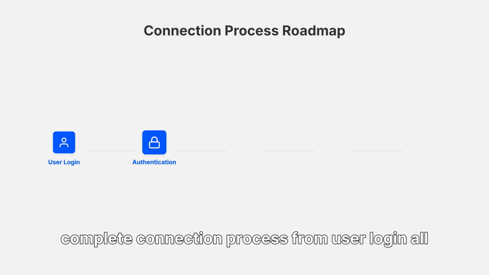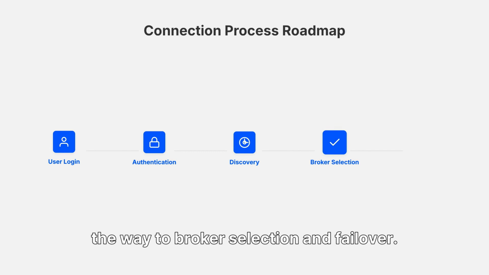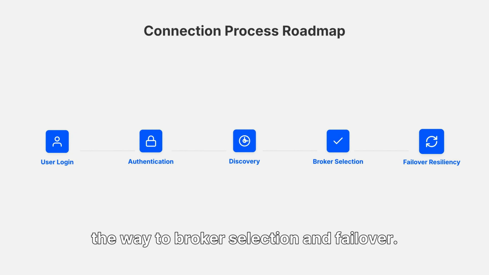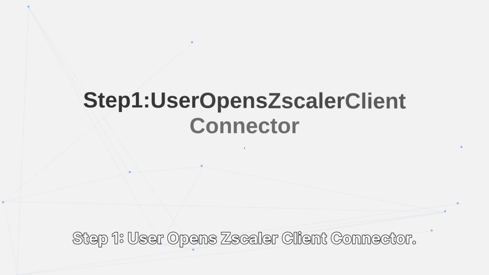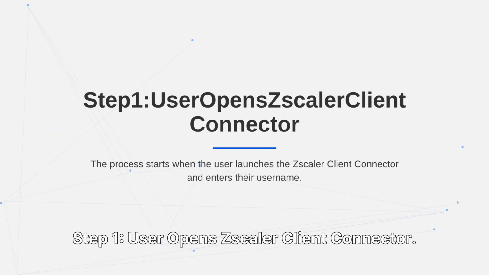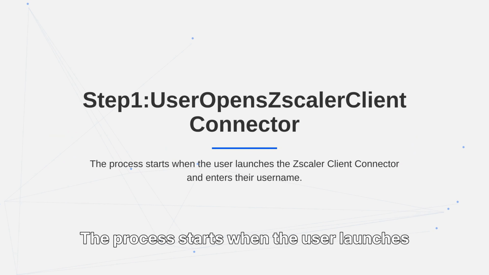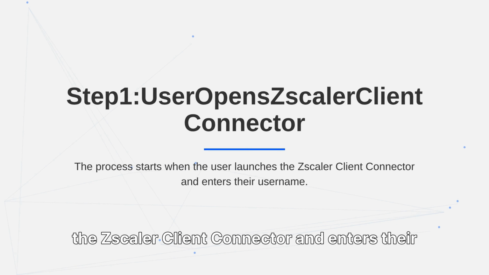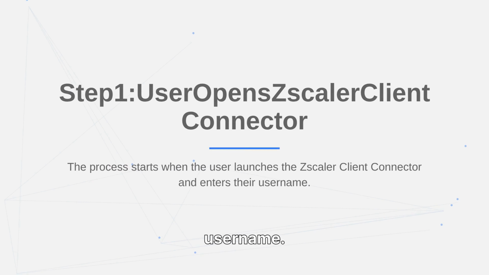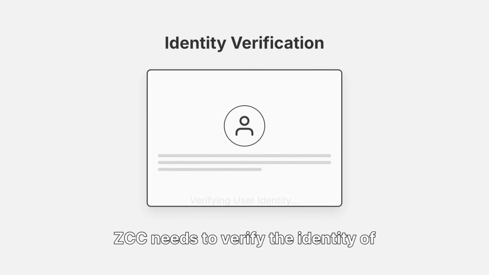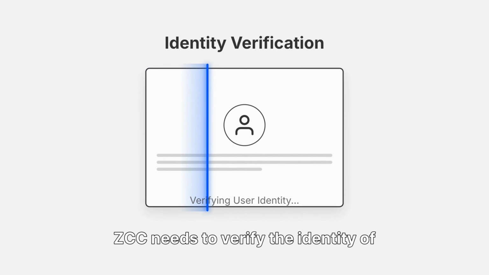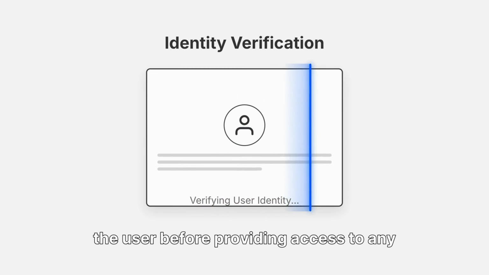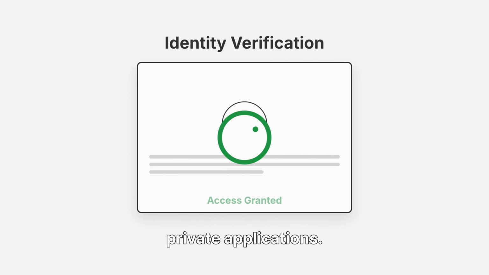In this video, we will follow the complete connection process from user login all the way to broker selection and failover. Step 1. User opens Zscaler Client Connector. The process starts when the user launches the Zscaler Client Connector and enters their username. At this stage, ZCC needs to verify the identity of the user before providing access to any private applications.